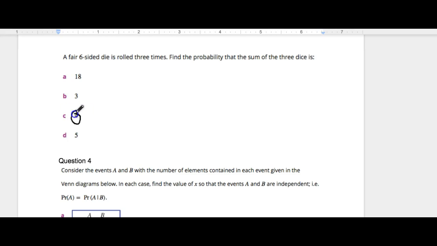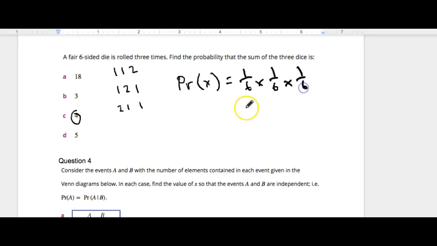So to get a sum of 4, we can have 1, 1, 2. What else can we have? 1, 2, 1, and 2, 1, 1. So we have 3 different ways of getting 4. Now the probability of getting one of those is 1 over 6 times 1 over 6 times 1 over 6. So that's 1 over 216. But we've got 3 possibilities, so we've got to add them all up.